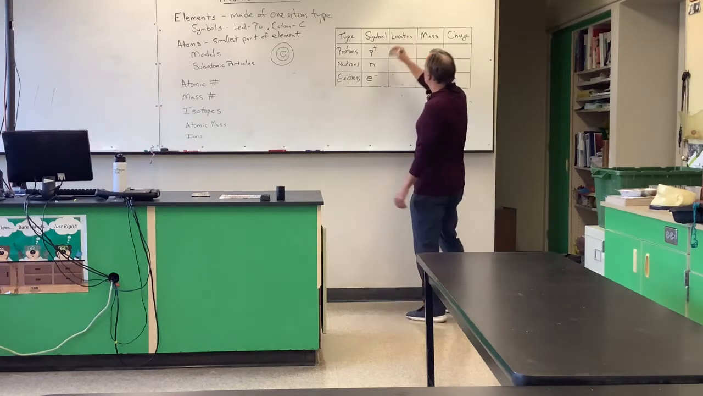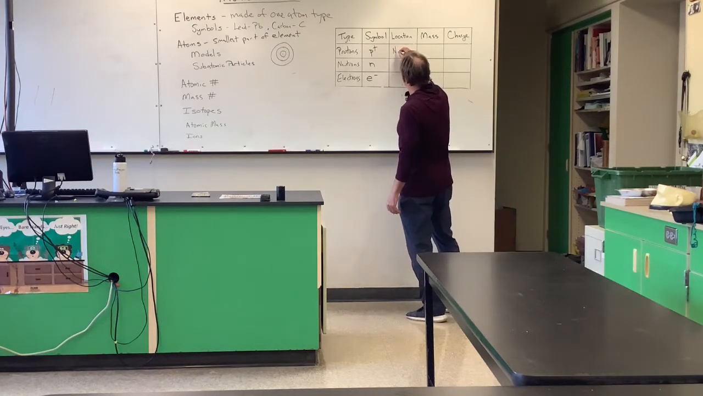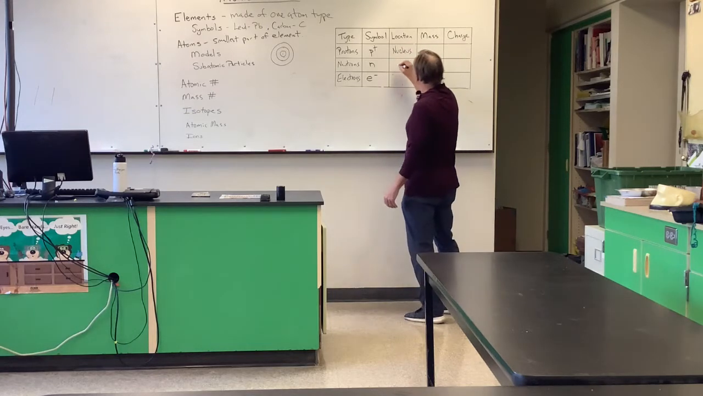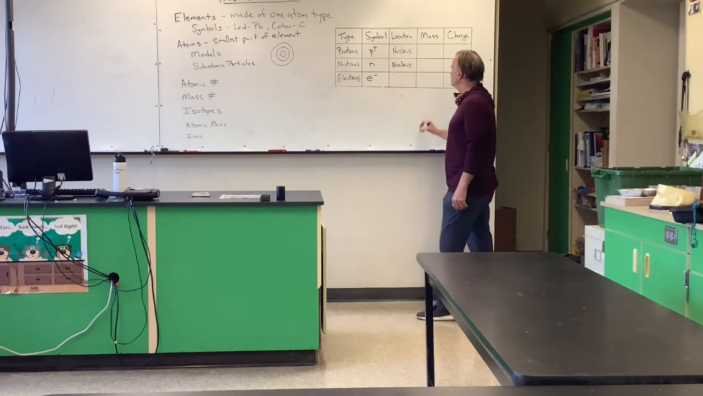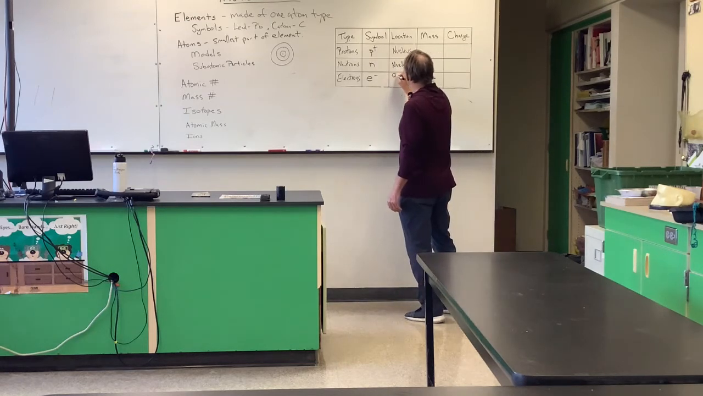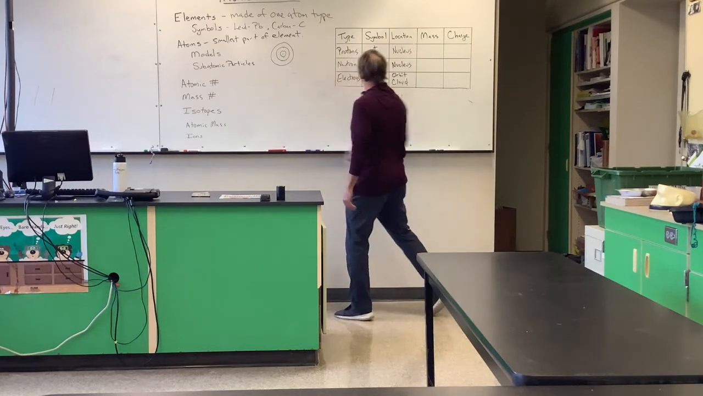Locations of each. You probably know: protons and neutrons are in the nucleus, and electrons are orbiting around the outside, in that cloud around the outside.